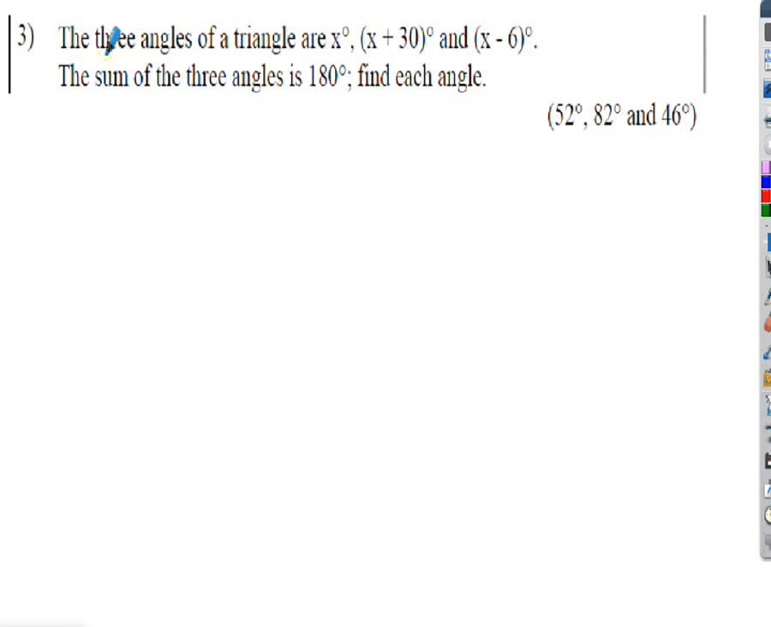In question 3, we're given three angles of a triangle. We're given as x, x plus 30, and x minus 6. That's in degrees. We know that the sum of the three internal angles of a triangle add up to 180 degrees. We've got to find each of the angles.